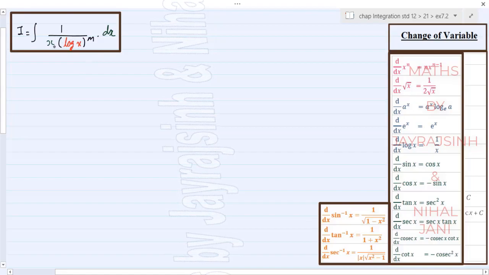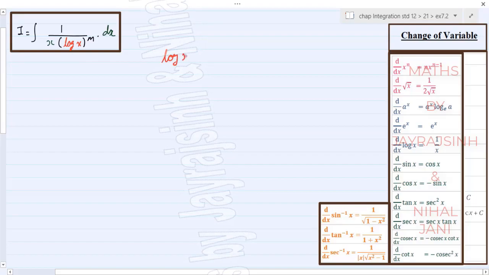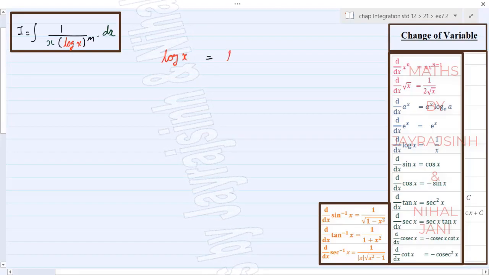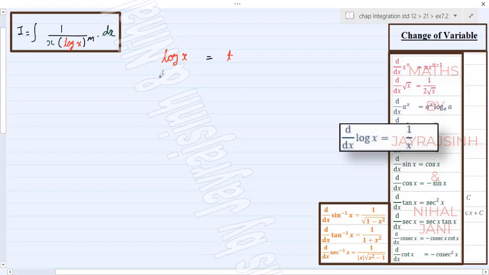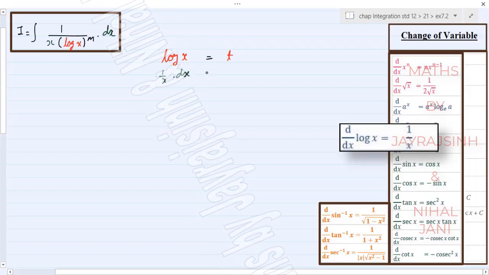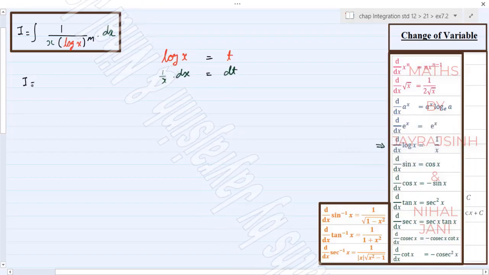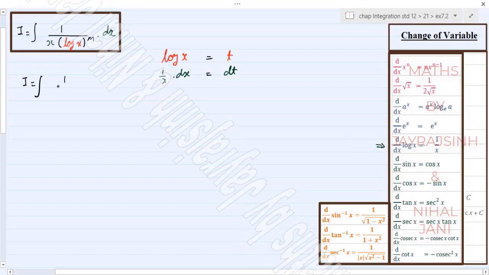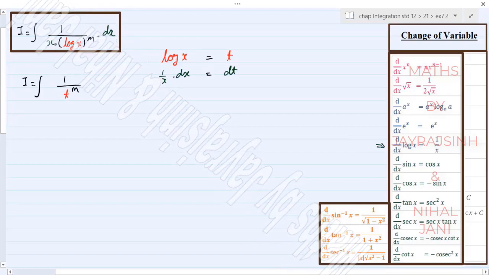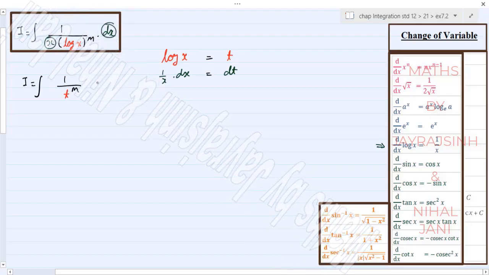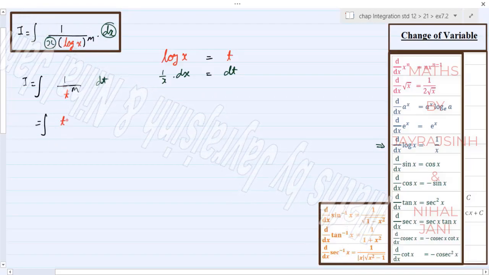Here we have to integrate 1 upon x log x raised to n. Here log x is your inner function. So let's assume log x equal to t, and its differentiation is 1 upon x dot dx is equal to dt. So we are ready to modify our integration. 1 upon log x raised to n will become t raised to n, and 1 upon x dot dx will become your dt, or we can say we just have to integrate t raised to minus n.